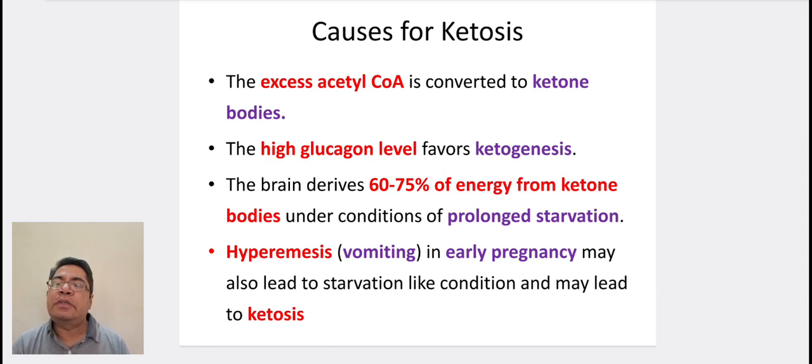The brain derives 60 to 75% of energy from the ketone bodies under conditions of prolonged starvation. Hyperemesis, that is vomiting in early pregnancy, may also lead to starvation-like conditions and may lead to ketosis.